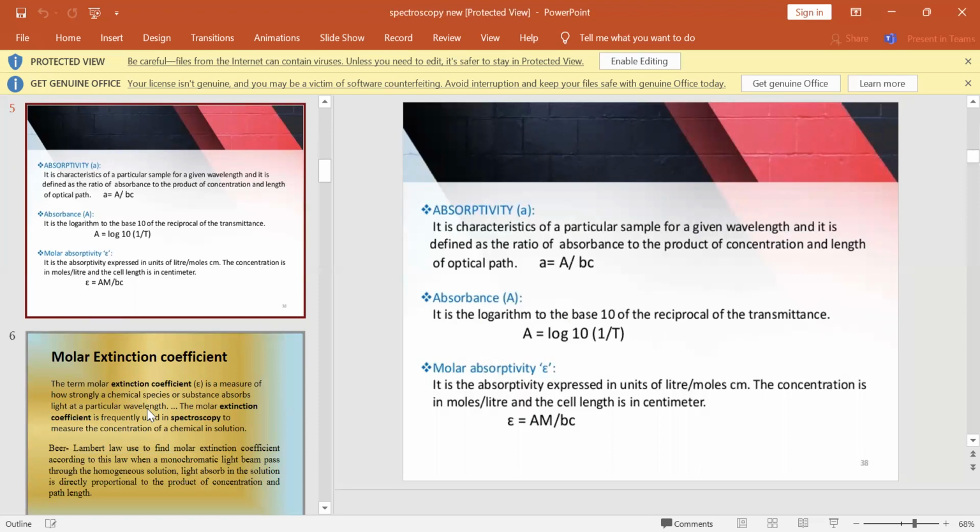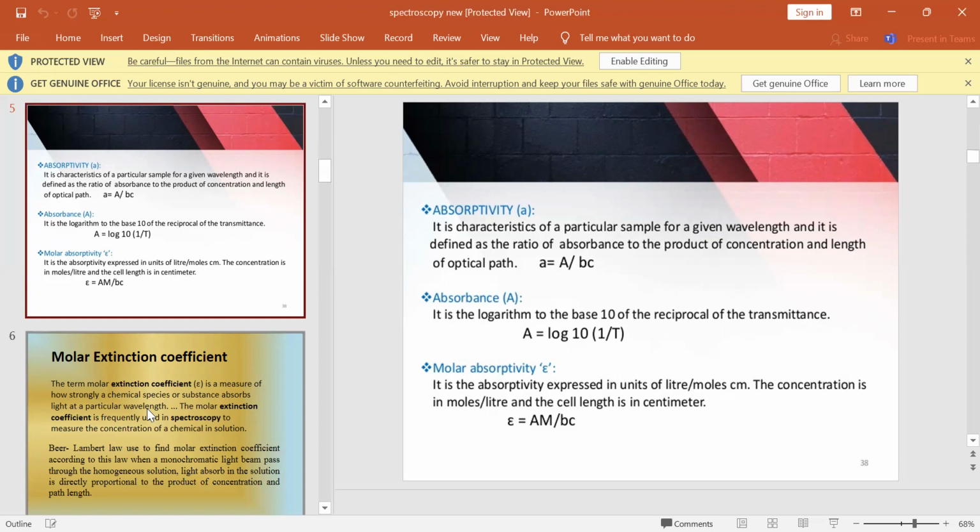Coming to the definitions which are involved in spectroscopy. So first comes the transmittance. Transmittance is the ratio of intensity of light transmitted by a sample, I, to the intensity of incident light on the sample, I naught. It is represented as T is equal to I by I naught, where I is transmitted light, where I naught is incident light. Percentage of transmittance is equal to I by I naught into 100.